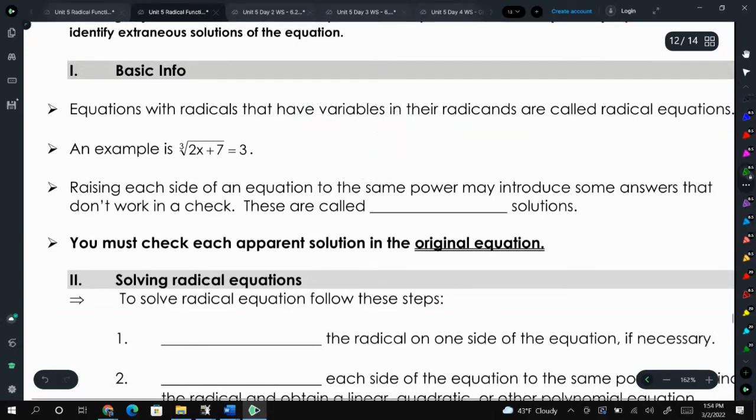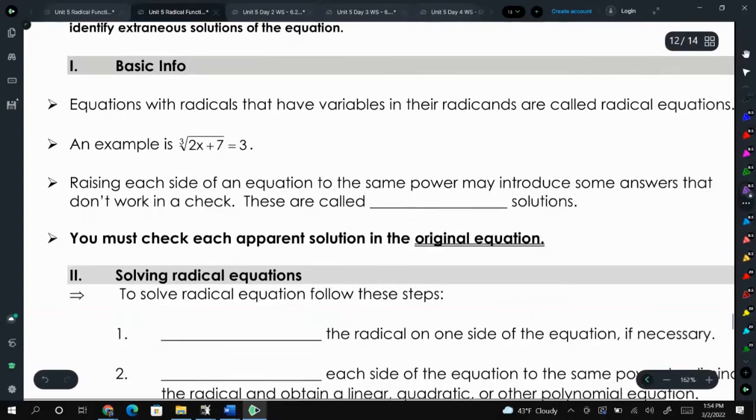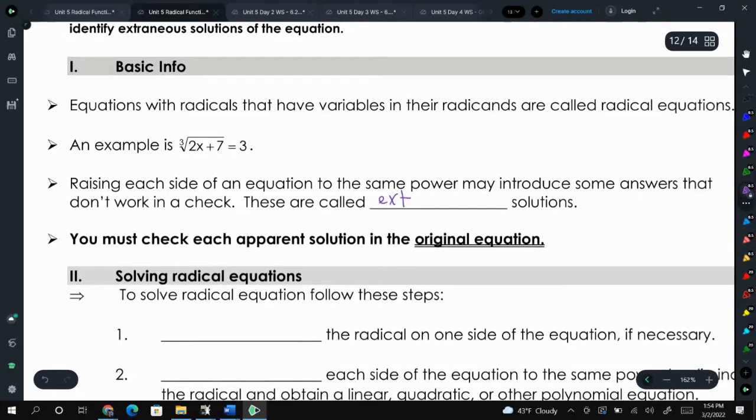When we do that, though, we have a chance to create what are called extraneous solutions. And we've talked about extraneous solutions before with rational equations, where we have to plug our values back in to see if we get a 0 in the denominator. Or with absolute value equations, we got to plug our solutions back in to see if the equation is still true. So we need to plug those answers back in to see if we have any extraneous solutions.